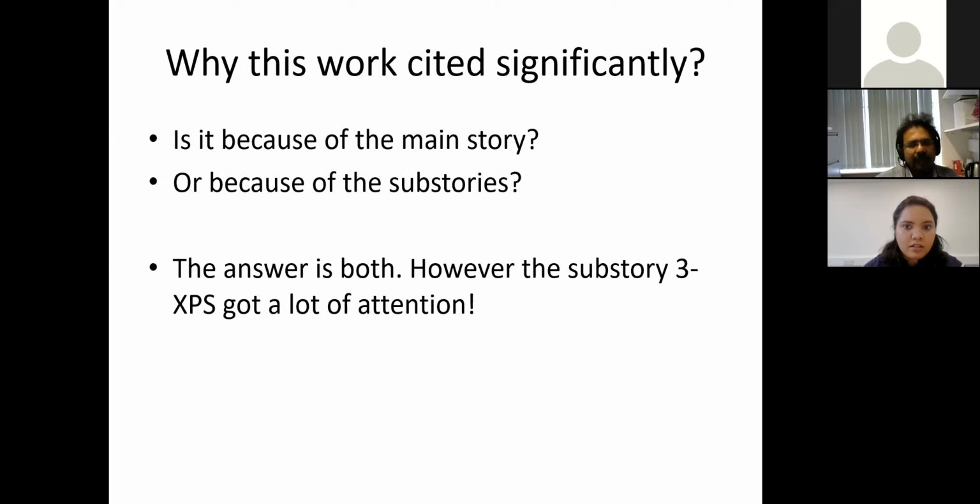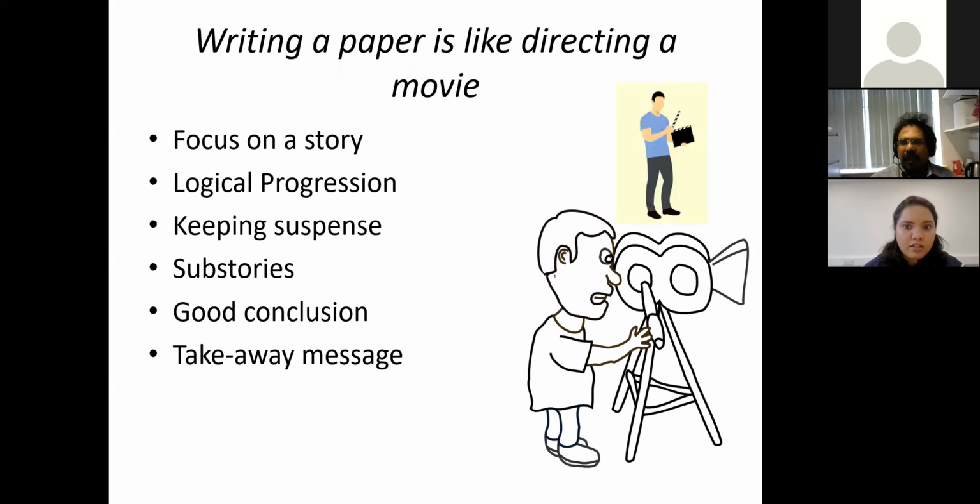And people who are writing on XPS, for example, on TiO2, referred to that paper. So when you are writing a paper, you need to have a main thread or main part of the story, and then you need to have a lot of sub-stories to give importance to the main story, or substantiate the main story of that work. So writing a paper is like writing a screenplay or directing a movie, because you have to focus on the story. There should be a logical progression. You need to keep a suspense. You need to have a lot of sub-stories, a good conclusion, and a takeaway message.